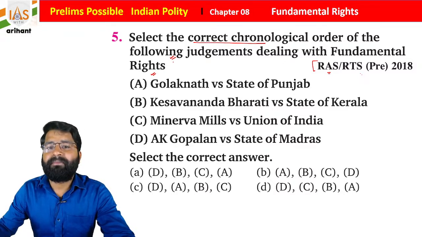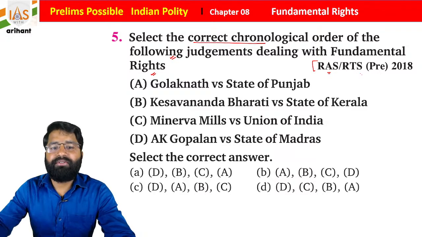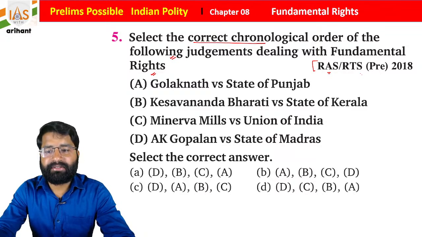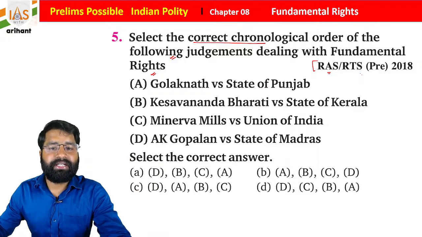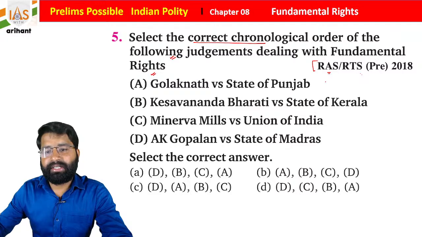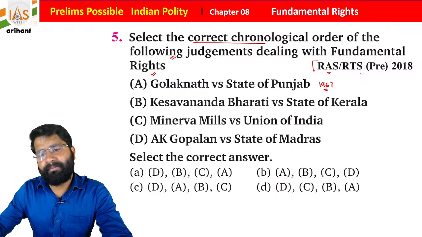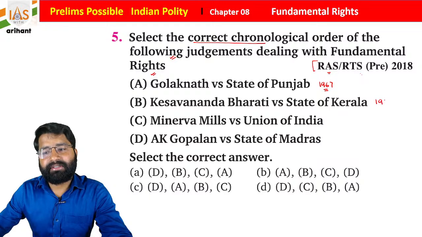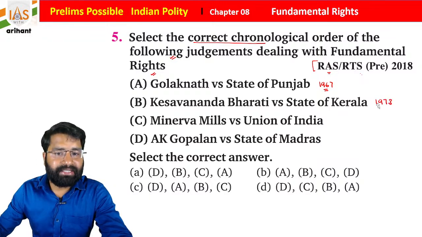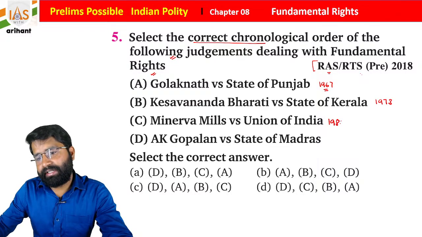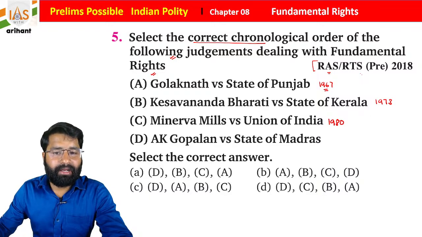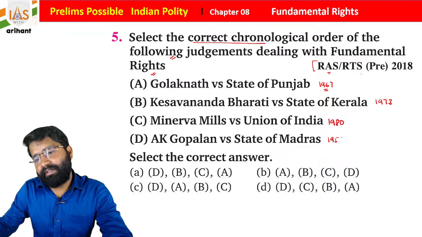Now you should know the year. Okay, so if you know the year, then you can do only these questions. Okay, so let's start and let's see. So Golaknath versus State of Punjab, this case was in 1967, students. Kesavananda Bharati case versus State of Kerala, it was in 1973. And then if you see the Minerva Mills case, that was in 1980. And this A.K. Gopalan versus the State of Madras was held in 1951.